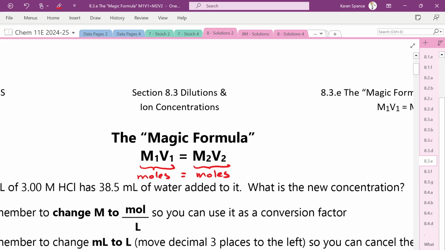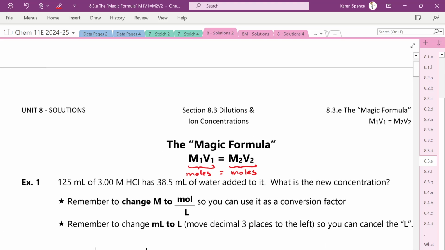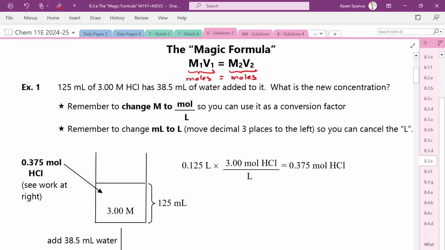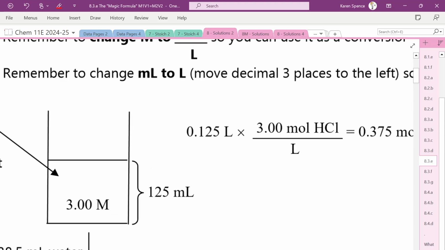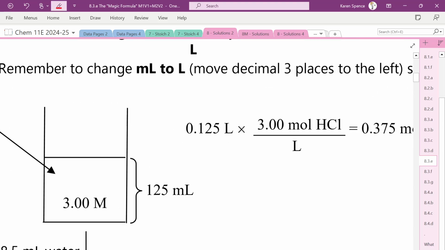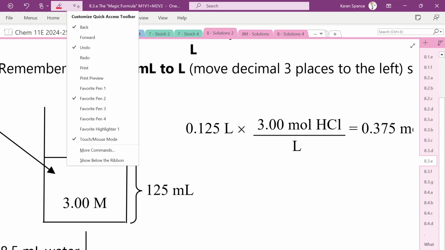I don't even know why I have this first example, because it just shows us how we've been doing dilutions to this point, okay? Because it says, okay, here we have our initial volume and our molarity. And so we find our moles.